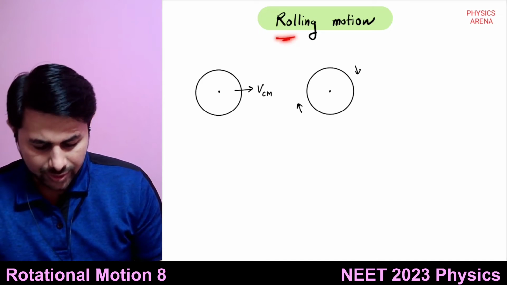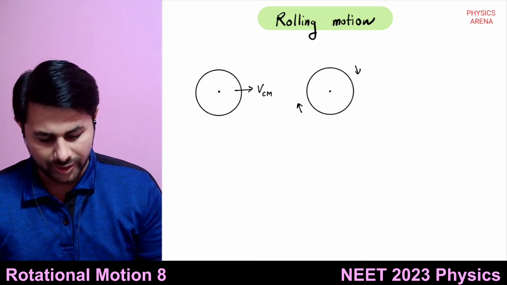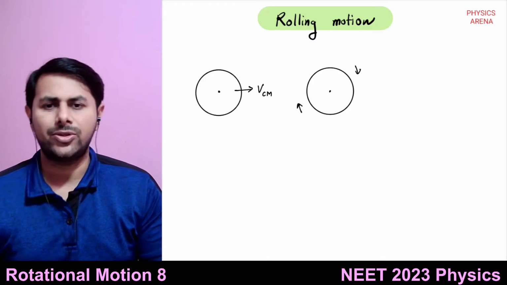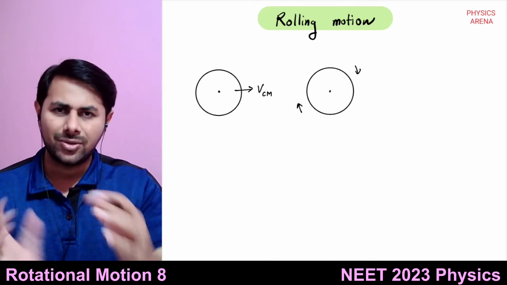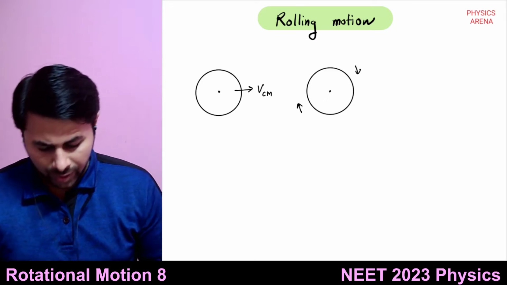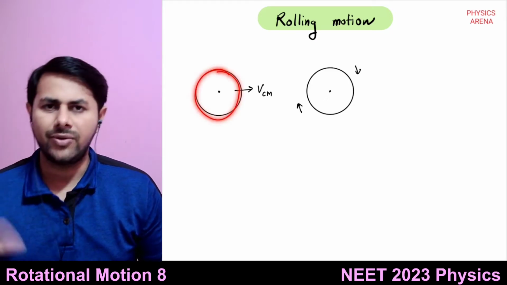So now we are studying rolling motion. So what is rolling motion? Rolling motion is a combination of translational motion and rotational motion. Okay, so let's consider this wheel.